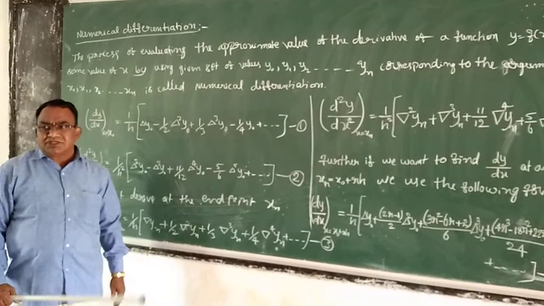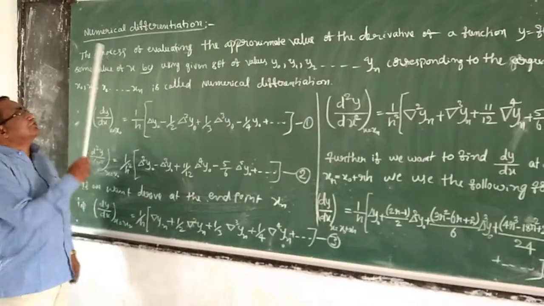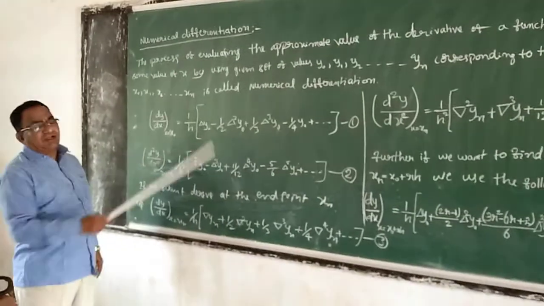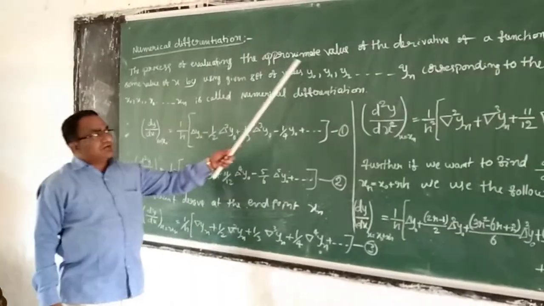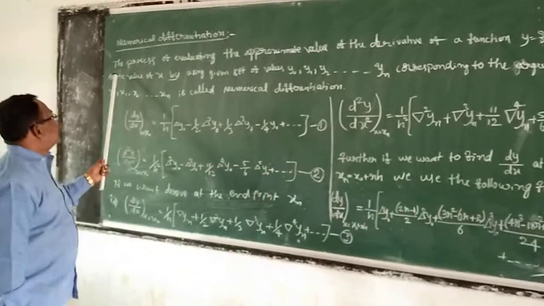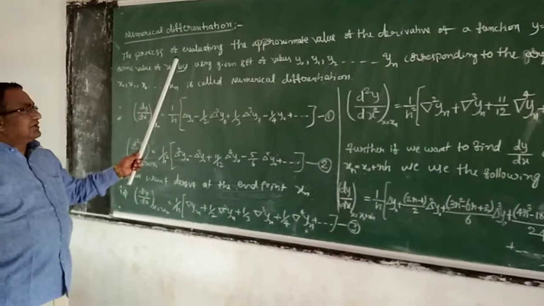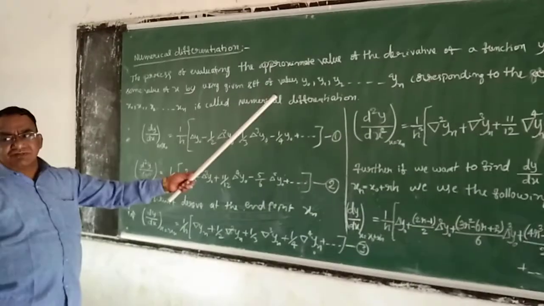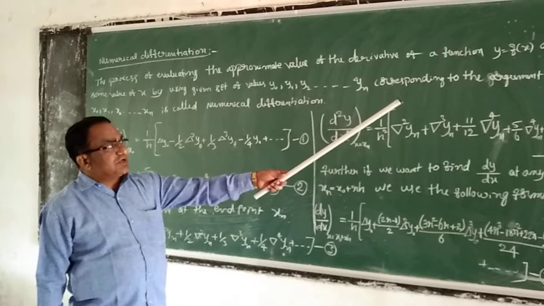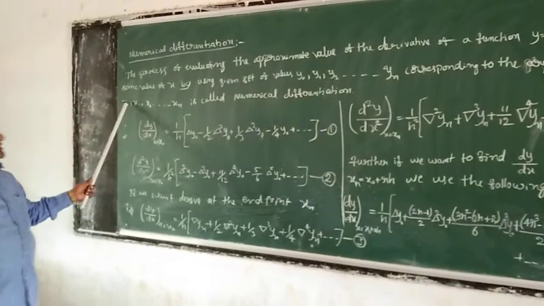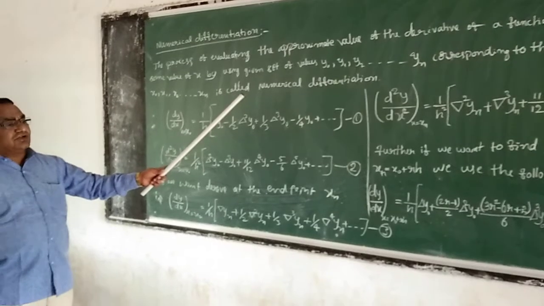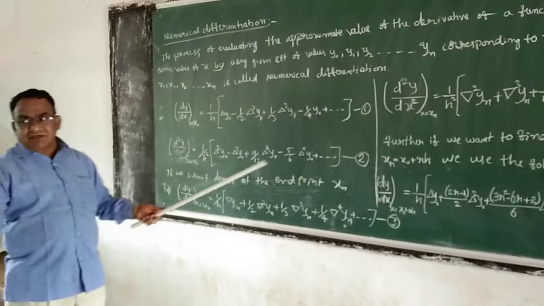Students, today let us discuss numerical differentiation, the process of evaluating the approximate value of the derivative of a function y is equal to f(x) at some value of x by using a given set of values y0, y1, y2 and so on up to yn corresponding to the arguments x0, x1, x2 and so on up to xn, is called numerical differentiation.